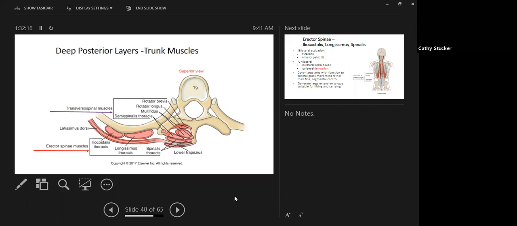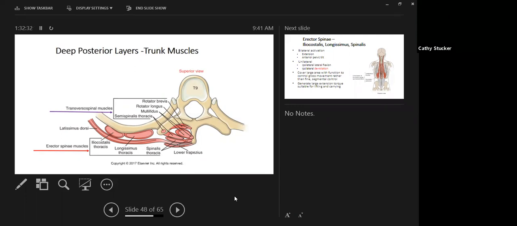It's in a fascial tube. It's in connective tissue holding these muscles together. And when they contract, it puts pressure against that fascial tube. It gives stability all along those spinal segments.